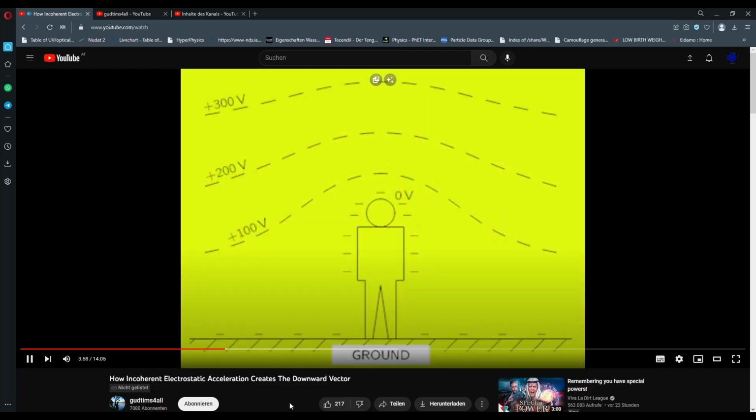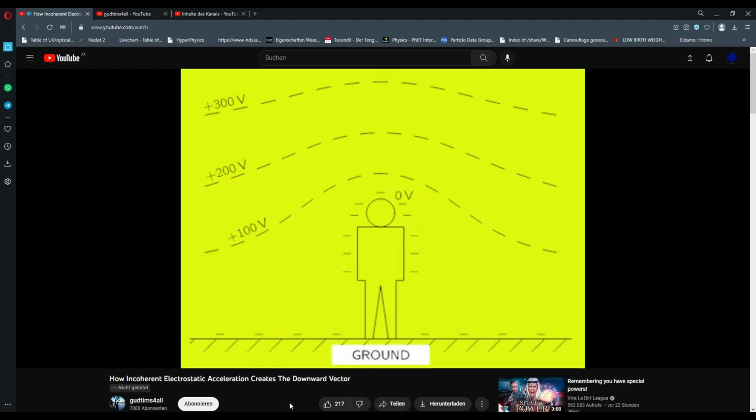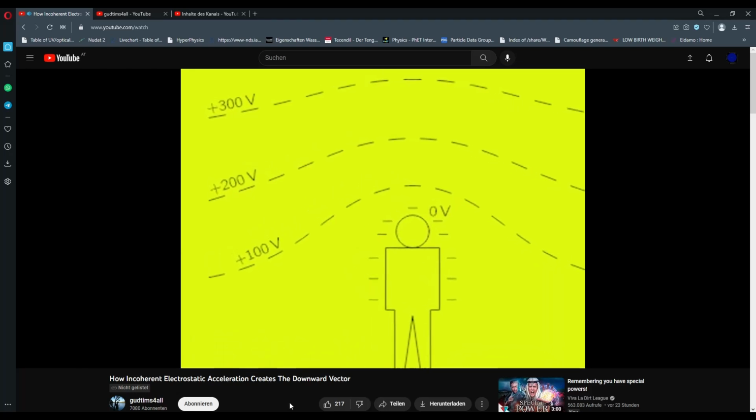The Earth itself has a measurable negative charge compared to the air above it all across the plane.